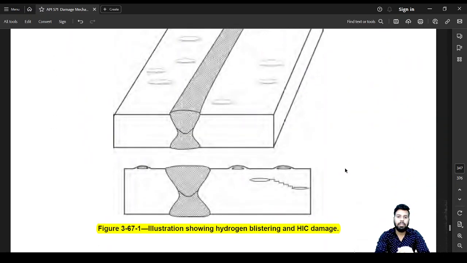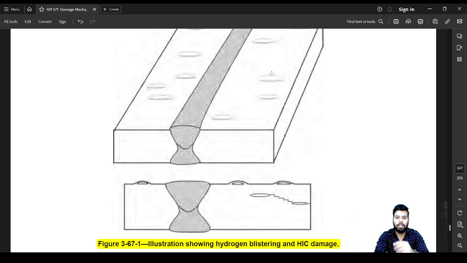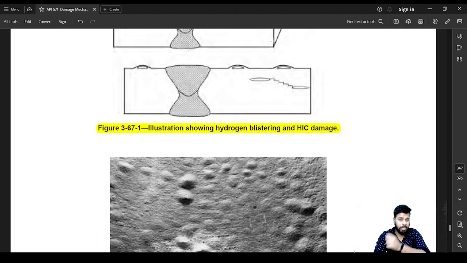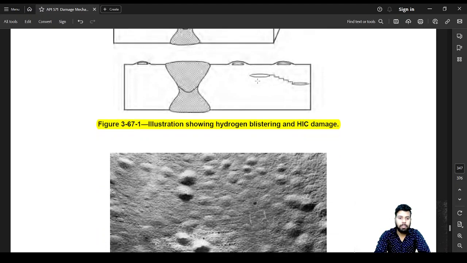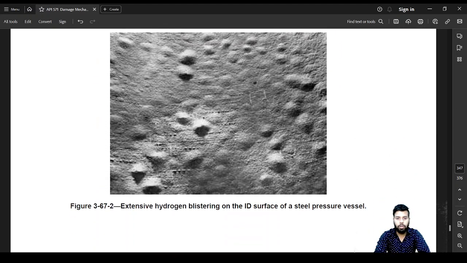So in this case, these are hydrogen blistering. You see a bubble formation outside the material. So this is a blister that is forming. Blistering is not associated with the weld only. So this is the blistering on the surface that you can see. Every bubble is a hydrogen blister.